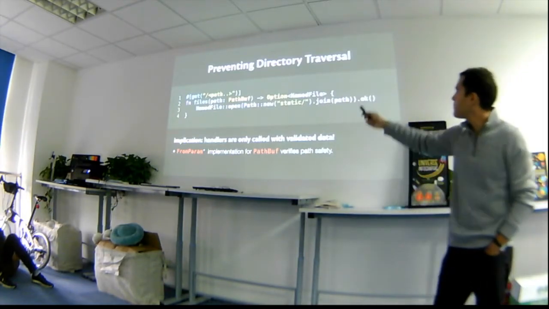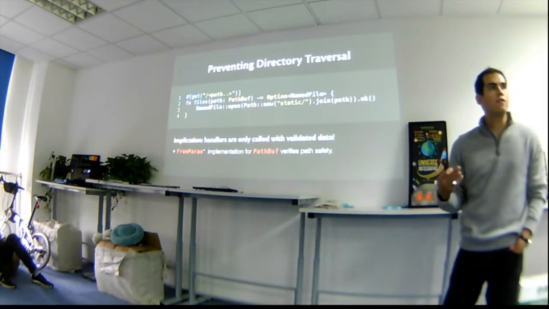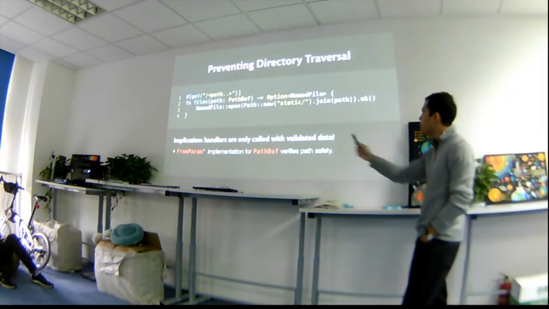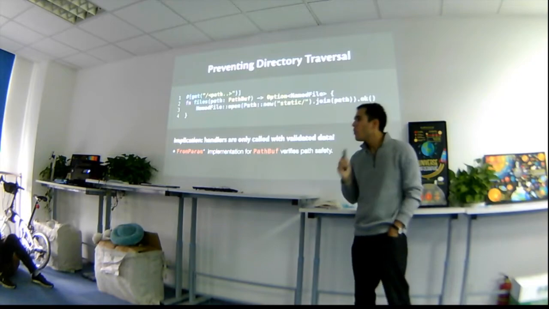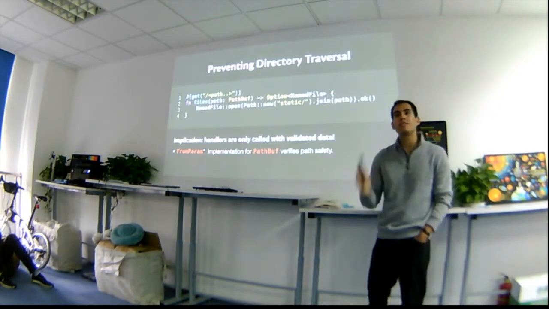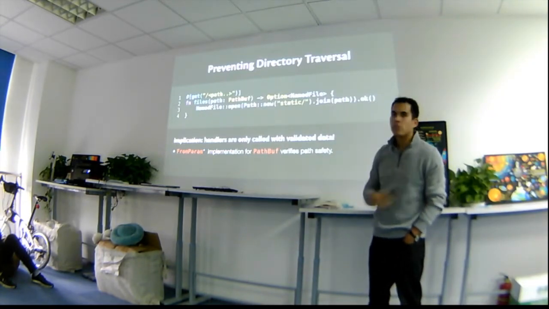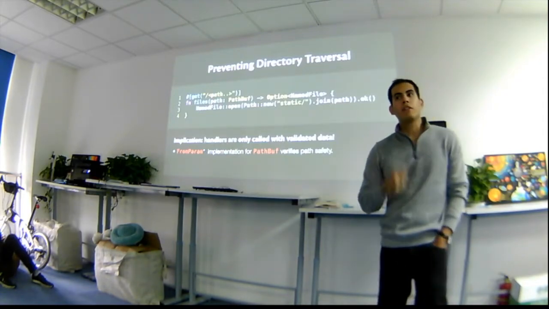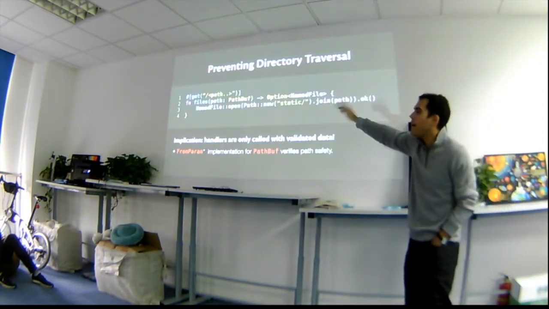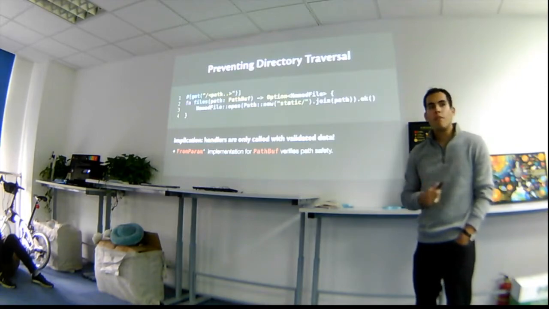But PathBuf implements this FromParam trait. The FromParam implementation for PathBuf will verify that that path is actually safe to use as a suffix to anything. So if your files function gets called, then you know you're not vulnerable to directory traversal attacks.